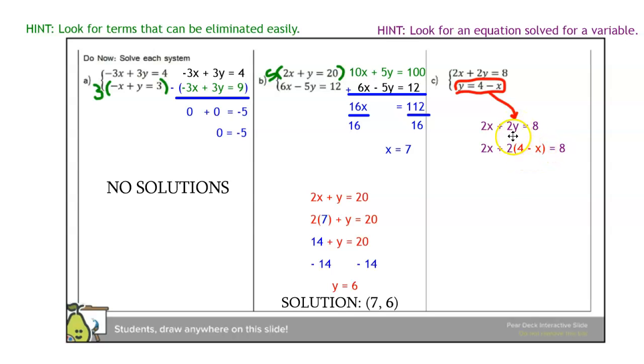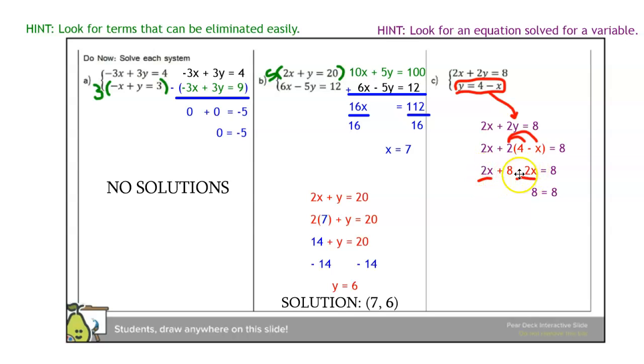I put it in parentheses because generally when you substitute and there's a multiplication happening there, we put it inside parentheses. Now we're going to use our distributive property and try to solve this equation for x. And I did my two multiplications. 2 times 4 is 8. 2 times negative x is a negative 2x. Now I'm going to combine like terms on this side to try to simplify the equation before I try to solve. And an interesting thing happens.